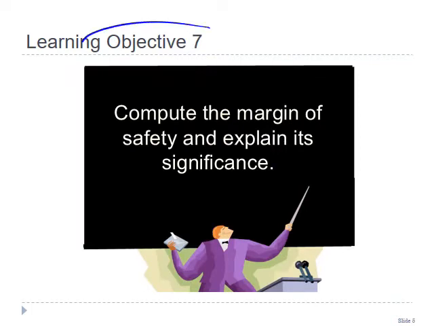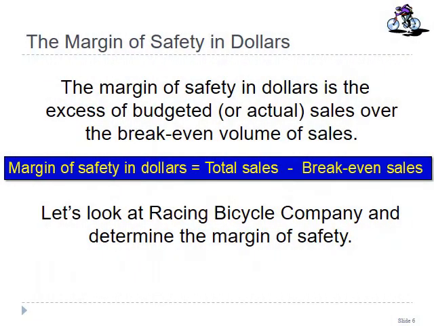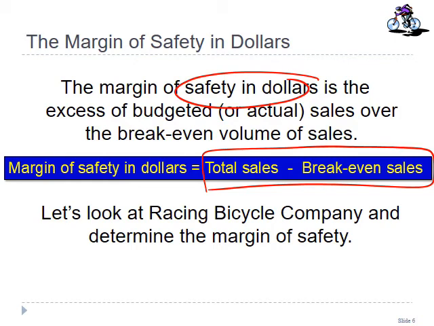And now we are starting learning objective 7, which is compute the margin of safety and explain its significance. So let's explore that. The margin of safety helps the management to assess how far above or below the break-even point the company is currently operating. So to calculate it, what is the formula? The margin of safety would be total sales minus break-even sales. So the margin of safety in dollars is the excess budgeted sales over the break-even, right?